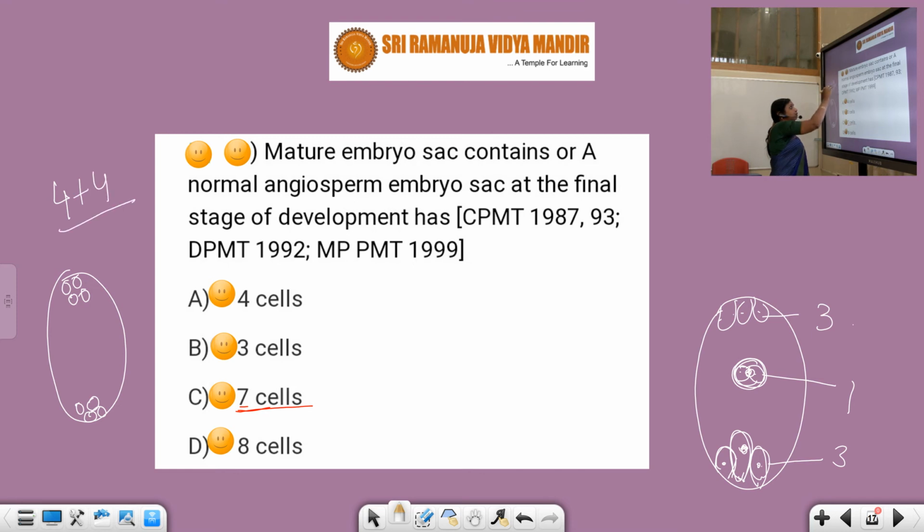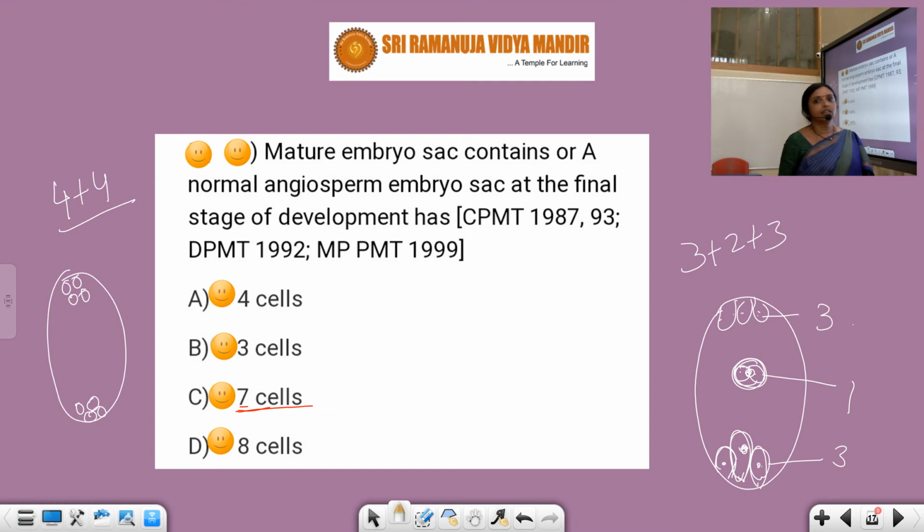The structure of the embryo sac before the migration of polar nuclei is 4 plus 4. Remember this. Pay attention, students, and remember this. Before maturity, that means before migration of polar nuclei, the structure of the embryo sac is 4 plus 4. But after the migration, when the upper and lower polar nuclei migrate and reach the center, the structure becomes 3 plus 2 plus 3.